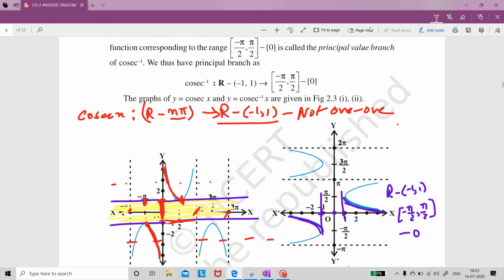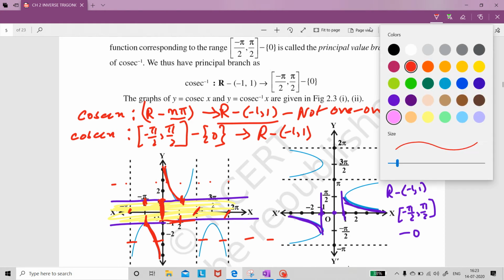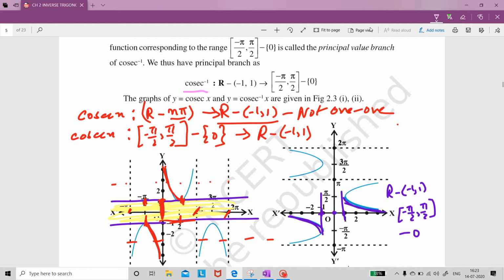So now we have to restrict its domain from minus pi by 2 to pi by 2. So if I restrict its domain to the closed interval minus pi by 2 to pi by 2, of course I have to delete the point 0 from it, and the range remains the same, R minus (minus 1, 1). Now I can see that the cosec function has become one-one, and therefore now we can talk about the inverse of cosec function. So now you can see cosec inverse x, this in pink portion.